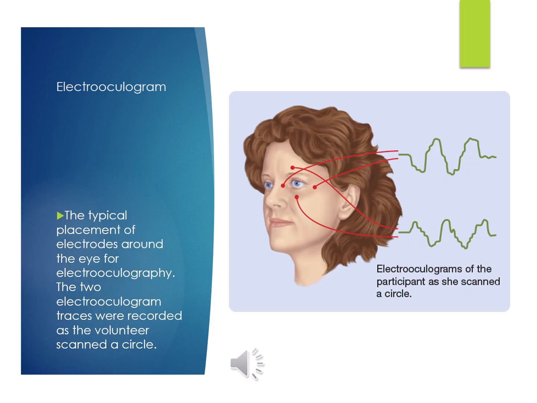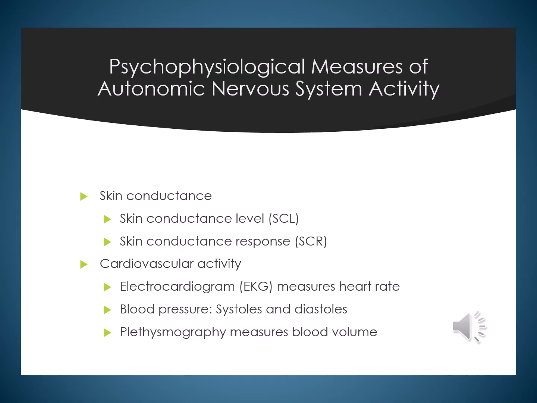The SCL, or the skin conductance level, is the general level of skin conductance associated with a particular situation. And so the skin conductance response is a rapid change in skin conductance to a particular event. So one application could be the lie detector test.